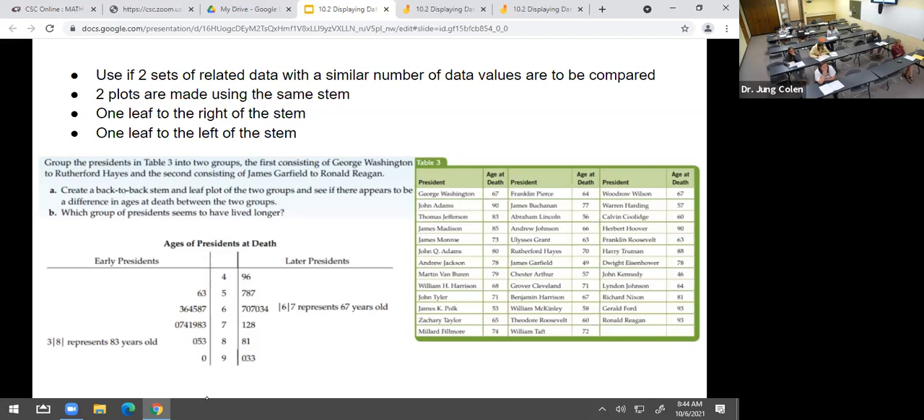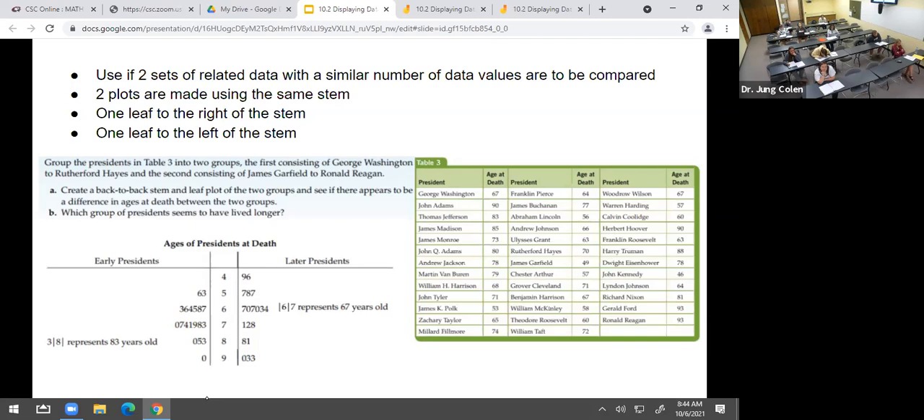Anna, what do you think? The earlier group? The later group? Why? I agree with what you said. There's more presidents that lived like 70s to 90s on the earlier side than the later side.